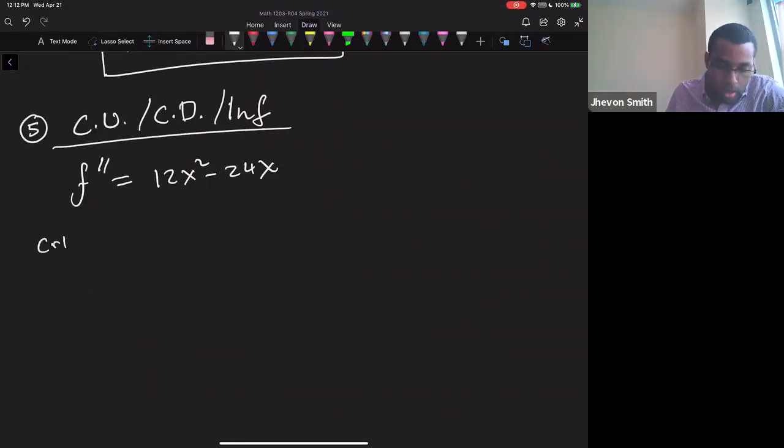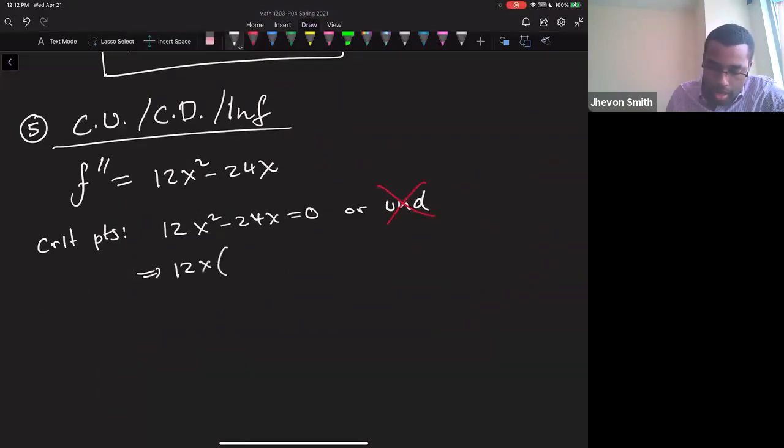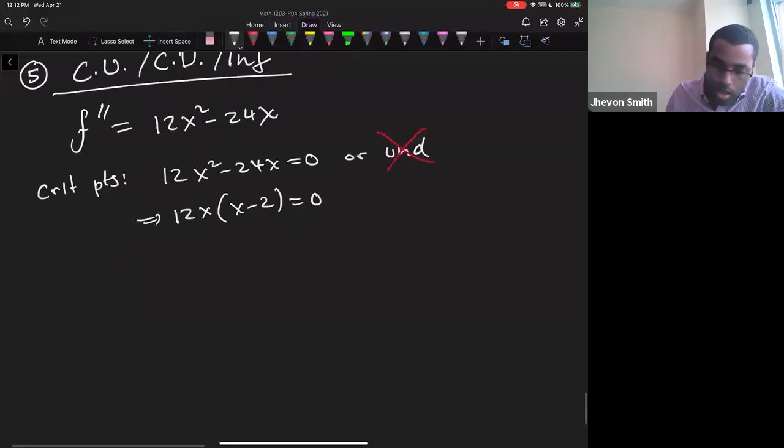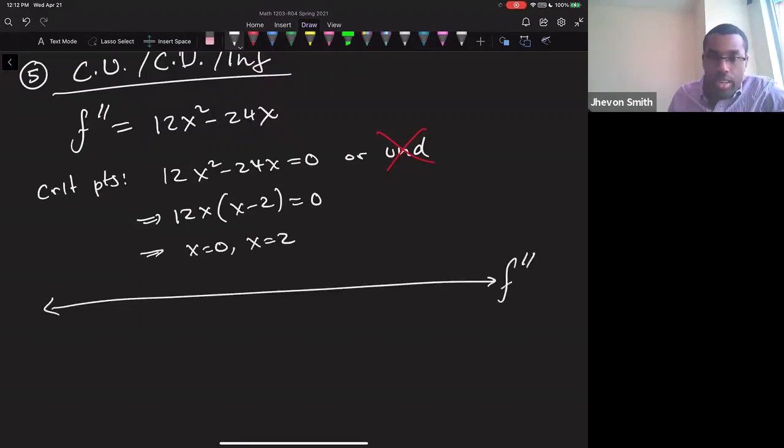And you're going to find the critical points. I'm going to set this guy equals 0 or undefined. It's a polynomial, it's never undefined. Here, common term is 12x. I would get x minus 2. So I get x equals 0 or x equals 2 are my critical points. This time I'm going to plug them in the second derivative. And you plug in random numbers in between, like a -1, a +1, and a 3, say. I'm going to plug those guys into here.